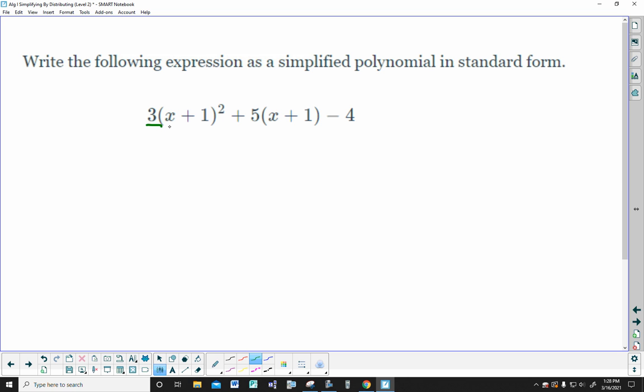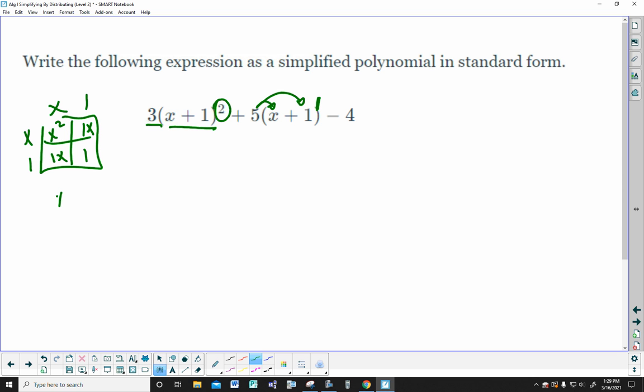You cannot distribute this 3 inside first until you take care of that exponent. The exponent needs to be a 1. Then you can distribute it inside. That's why we were able to distribute it in the last problems, because the exponent was a 1. Here it's a 2. I got to take care of this first. So it depends on if you want a box or FOIL. So if it's box, so it's x squared plus 2x plus 1 times the 3 plus the 5 times x plus 1.